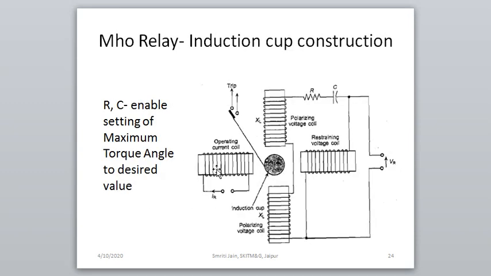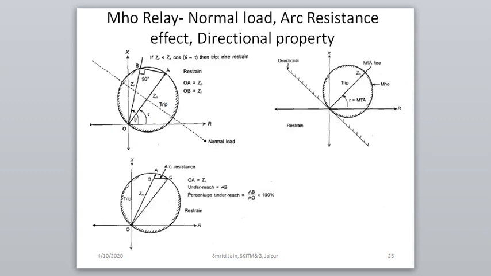Induction cup construction of the Mho relay is shown here, where R and C can be used to set the desired value of maximum torque angle, and its construction is as shown. Now the characteristic can be shown here. During normal load, the probability of a fault point falling on the normal load characteristic is very less, and it will not operate.